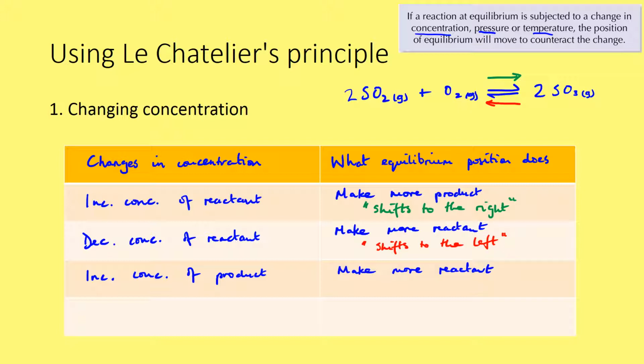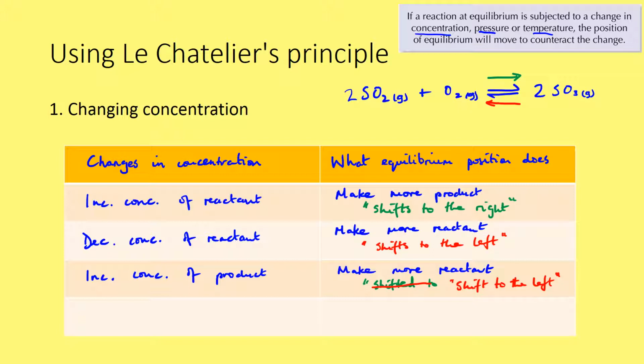Right, and so we can say that the equilibrium position has shifted or moved to the right, or to the left. This should be, this is totally wrong, isn't it? It's going to shift to the left in red. Sorry about that.